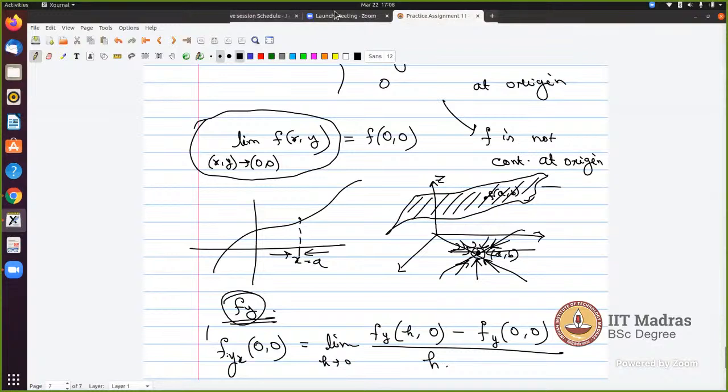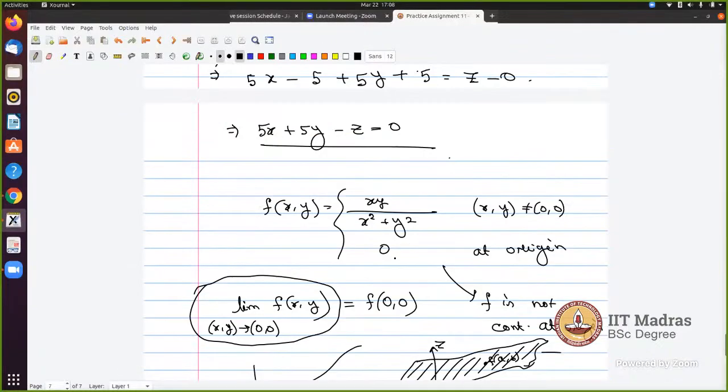Sir, existence of partial derivatives does not imply that the function is differentiable at a point. Existence and continuity implies the function is differentiable. So is it the same, or is it a stronger condition, like the partial derivative and the continuity? I mean, a partial derivative may exist, but it may not be continuous, right?